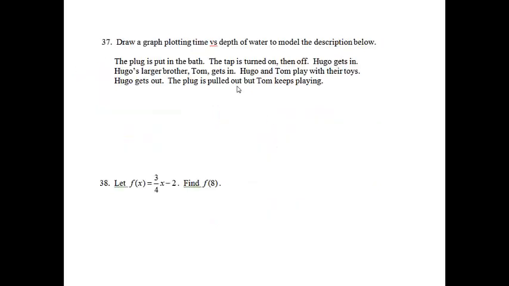Right, number 37, draw a graph plotting time versus depth of water to model the description below. The plug is put in the bath, the tap is turned on, then off. Hugo gets in, Hugo's larger brother Tom gets in, Hugo and Tom play with their toys, Hugo gets out, the plug is pulled out, but Tom keeps playing. So we need a graph that says time versus depth. So I'm going to have time this way, and then depth of the water.